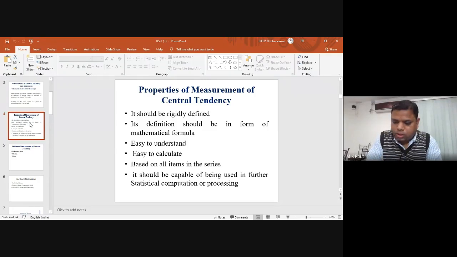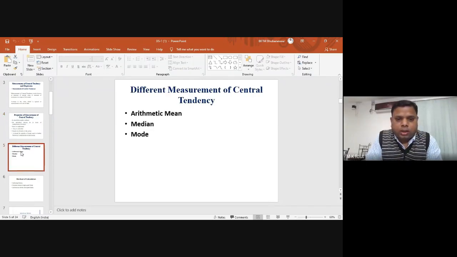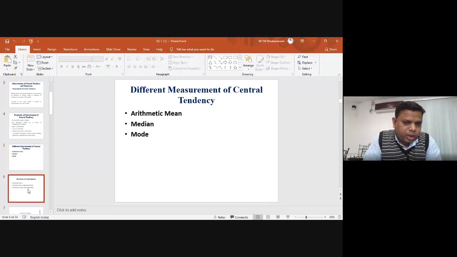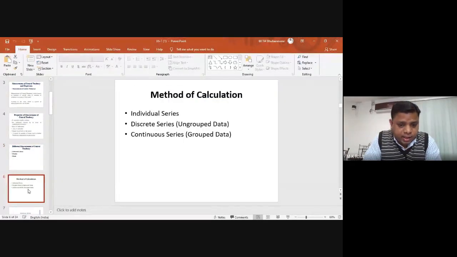Then moving to the next ones. These are the different measurements of central tendency, whether arithmetic mean, median, or mode. We'll discuss them one by one. First, we will discuss the arithmetic mean or simple mean. Then moving to the next one, these are the various data forms: individual series, discrete series or grouped data series, and the next is continuous series or grouped data series. So this should be properly used.